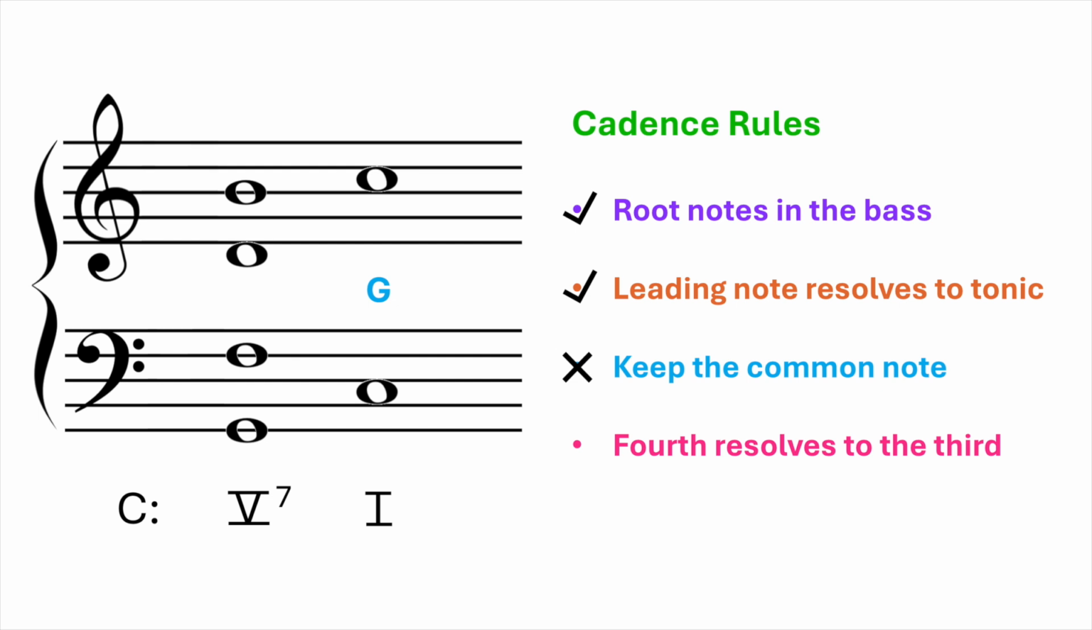And the 4th needs to resolve to the 3rd. So in the key of C major, the 4th note is F, and that needs to resolve to an E, which is the 3rd degree of the scale. And then we've got that G left over, so let's pop it in there. So we've followed all of our rules, but we're left with a couple of problems here.